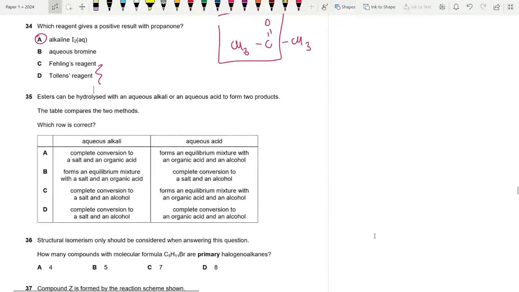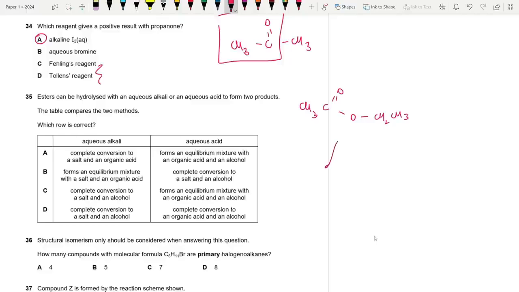35. Esters can be hydrolyzed with an aqueous alkali or an aqueous acid to form 2 products. The table compares the 2 methods. Which row is correct? So esters, for example, this CH3COOCH2CH3, ethyl ethanoate. It can either react with aqueous alkali or aqueous acid to form 2 products. Which row is correct? Aqueous alkali, complete conversion to a salt and an organic compound.